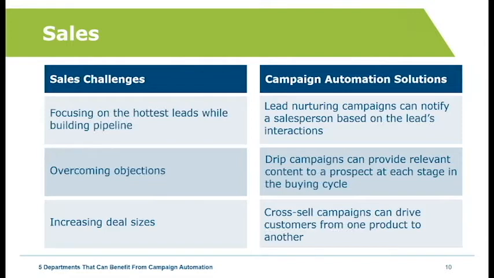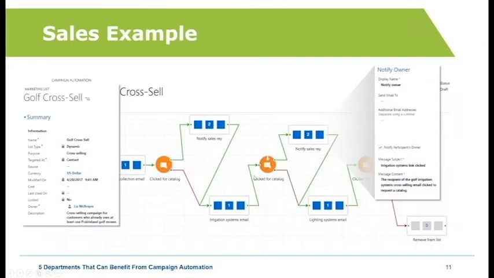Sales departments today face a number of challenges that automated campaigns can address. As you can see in our previous lead nurturing campaign example, campaign automation can help sales teams focus on the hottest leads while still building pipeline. So through targeted messaging, automated campaigns can also help sales teams overcome objections by providing relevant content to a prospect at each stage in the buying cycle.